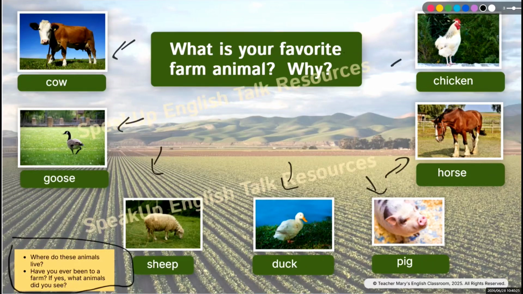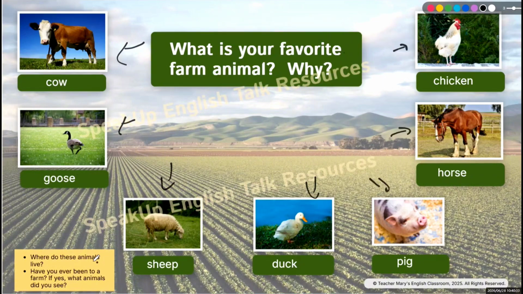For example, this slide asks, look at these farm animals, right? What's your favorite and why? And if you notice at the bottom, these are question prompts, and every slide has question prompts so that it saves you, the teacher, the time from having to come up with your own questions to ask the student. And of course, if you have your own questions, by all means, throw them in.